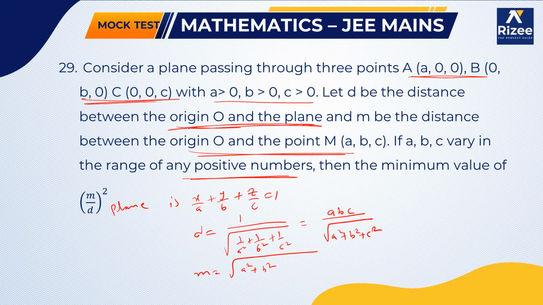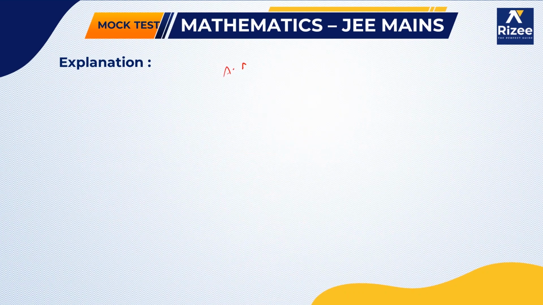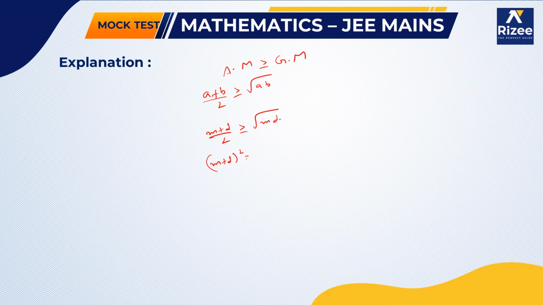So by using the logic here, AM is greater than or equal to GM. For two numbers a, b, AM and GM: (a plus b) by 2 is greater than or equal to root over ab. Here m, d are the two variables. Simply we can write (m plus d) by 2 greater than or equal to root over m into d. (m plus d) whole square is greater than or equal to 4 into m into d.